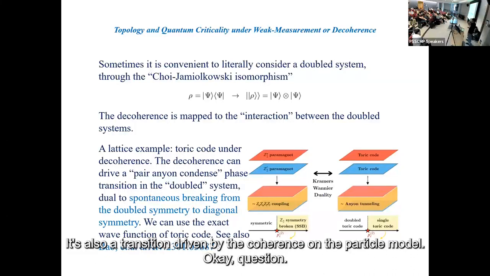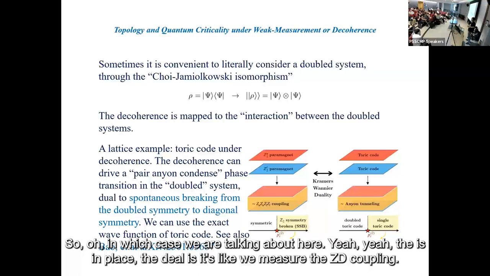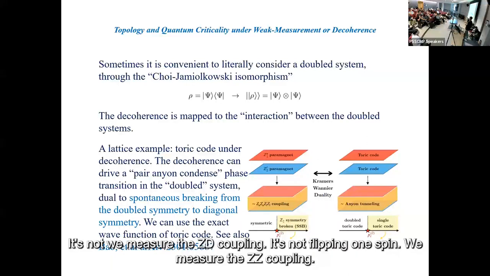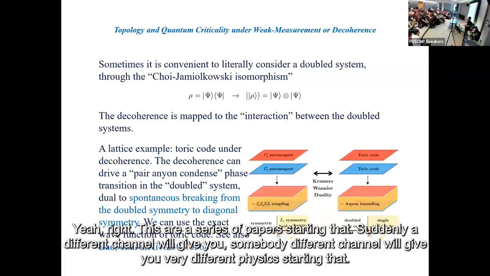Question. In which case are we talking about here? Sorry, the Ising case. Yeah, the Ising case, the decoherence is like we measure the ZZ coupling. It's not flipping one spin. We measure the ZZ coupling. Suppose I change the channel to a depolarizing channel, how does the picture change? If I change the decoherence channel to the depolarizing channel, yeah, right.